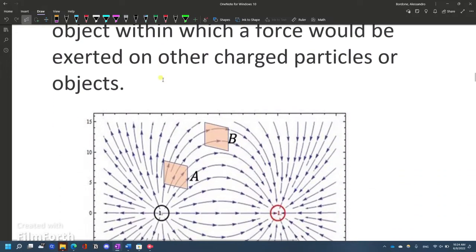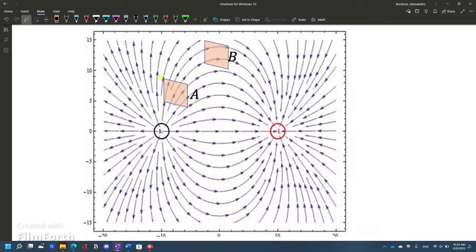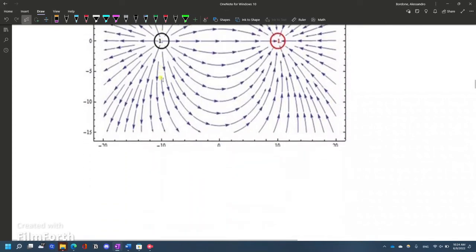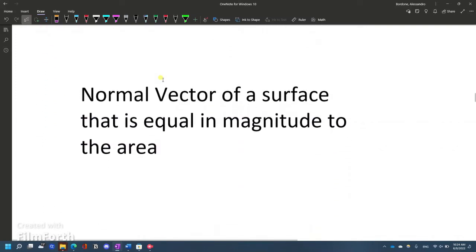Basically, imagine field lines drawn away from a positively charged source. You'll notice there are surfaces within the region around the electric field, which is important in understanding this next part. Surface area vectors. Next, we must understand what a surface area vector is. We can define a surface area vector as the normal vector to the surface that is equal to the area.